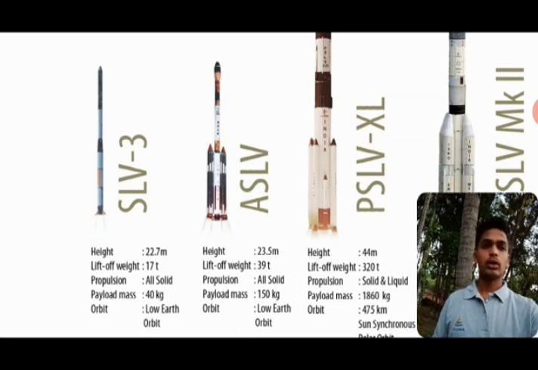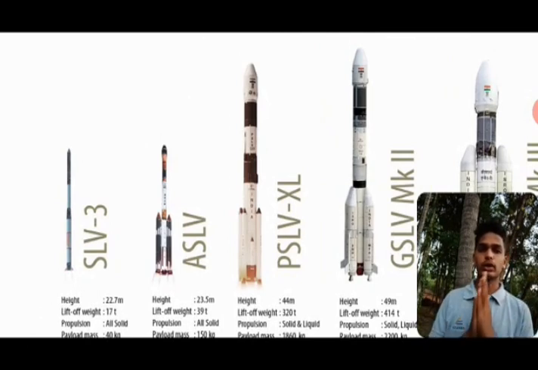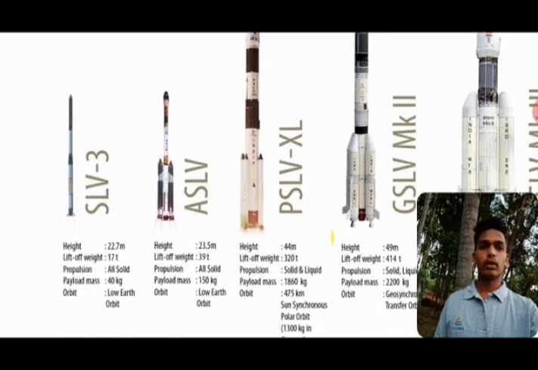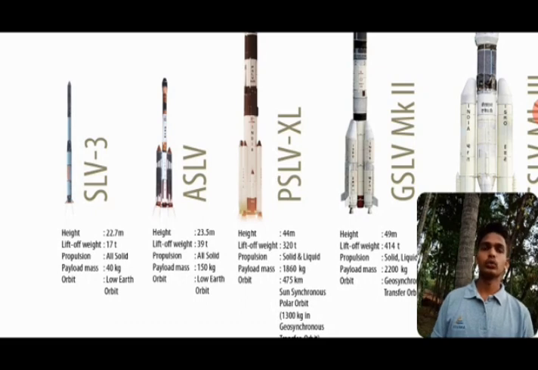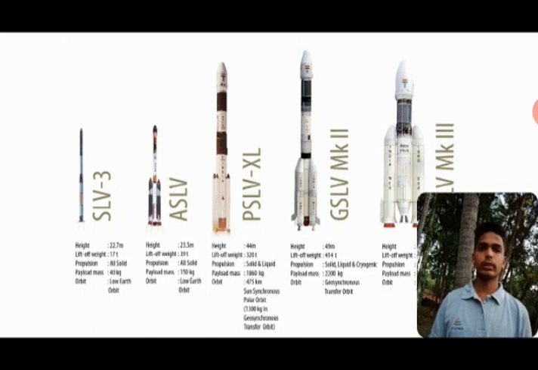So come to the next, that is the PSLV, which is important for our aspects. PSLV means the Polar Satellite Launch Vehicle. This kind of vehicle is used for launching satellites in the polar region, that means the north and south pole of the earth. So this kind of satellite rotates from the north pole to the south pole and again from the south pole to the north. So these launch vehicles are used to launch satellites to the polar region.